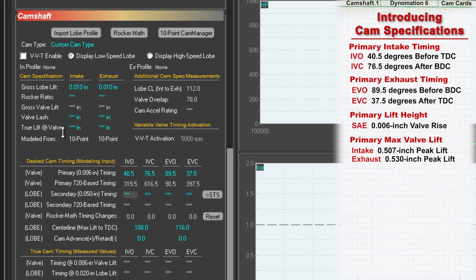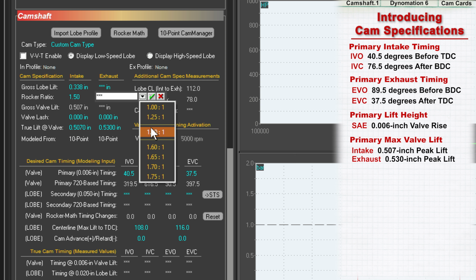Now let's enter the peak valve lift heights. The Howard's card shows a maximum valve lift for intake of 507 thousandths and 530 thousandths for the exhaust. These values are entered in the true lift at valve field. Then move up, select 0 for intake and exhaust lash, since this camshaft uses hydraulic lifters which generally adjust to 0 lash automatically. Finally, enter the standard small block Chevy rocker ratio of 1.5:1 for intake and exhaust valves.